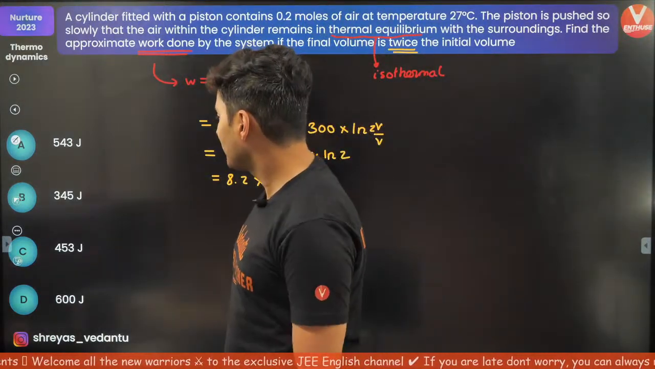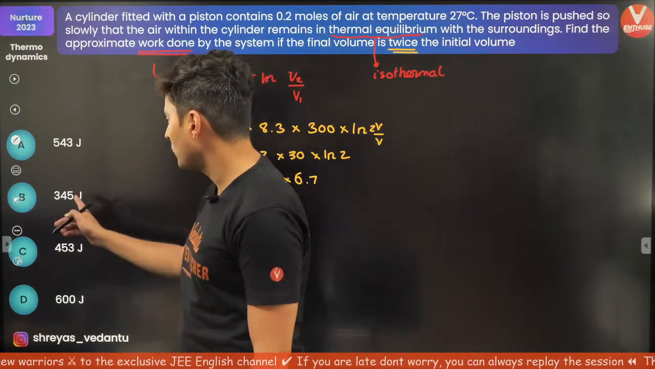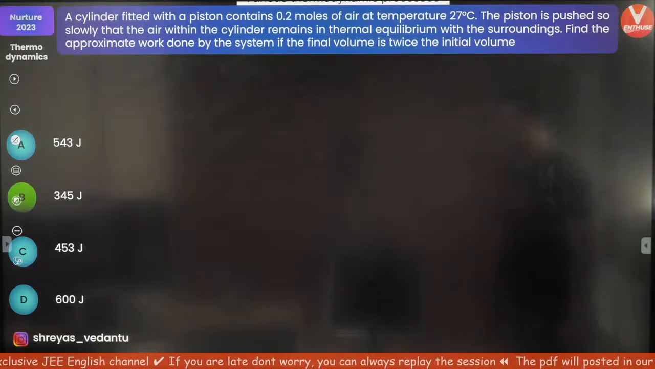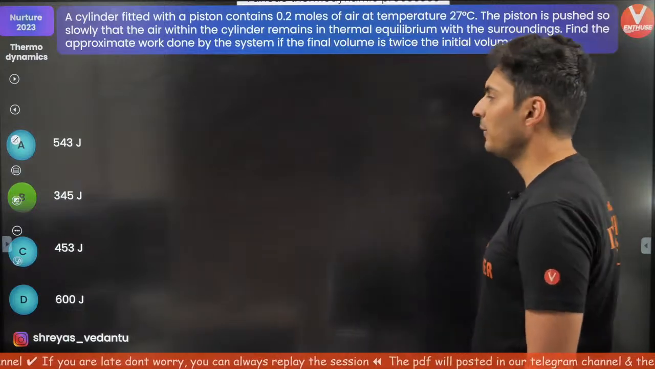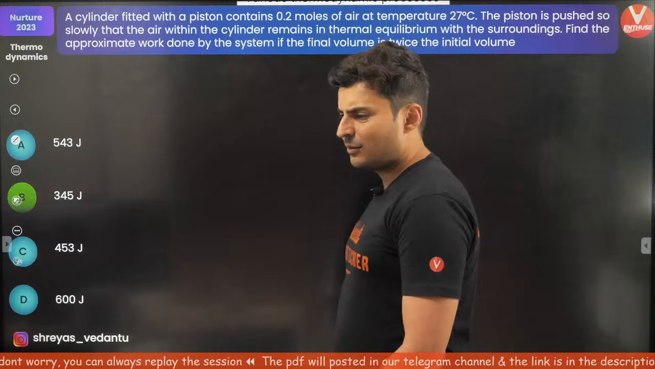Swastik saying 343. There is no 343. Are you seeing any 340? 345 is there? So maybe B. Yep, very close to that. 345, yes, that's what you're going to get. Very good. Excellent. Understood? So very straightforward.